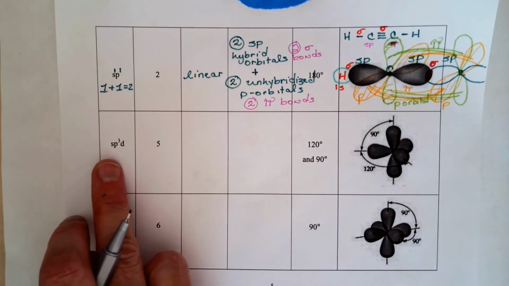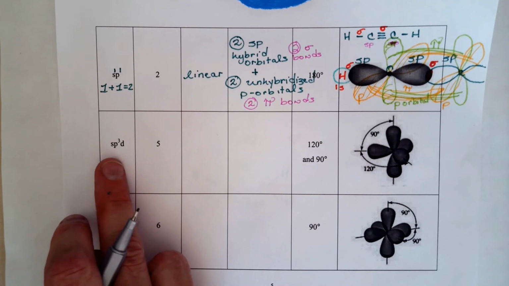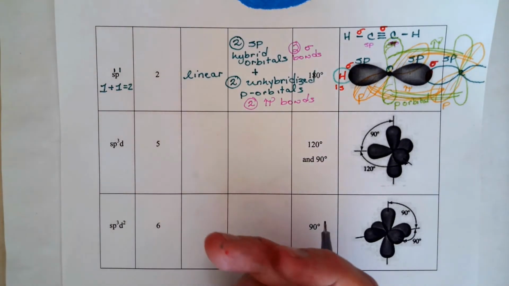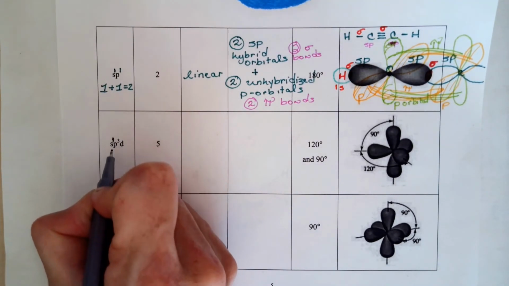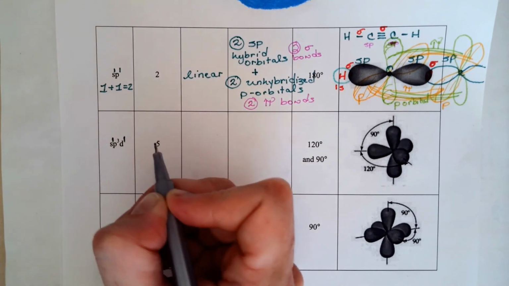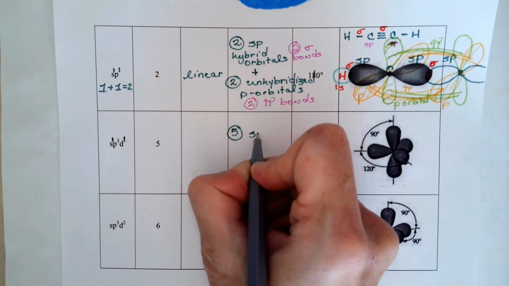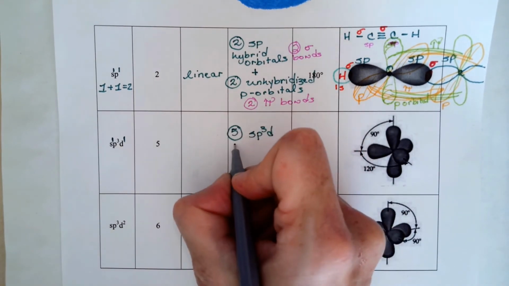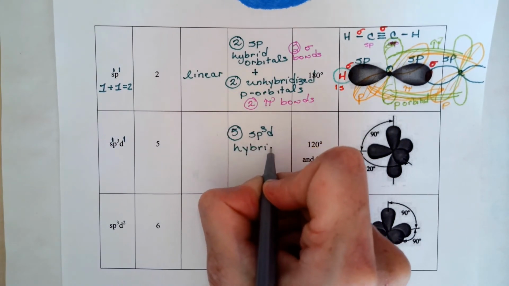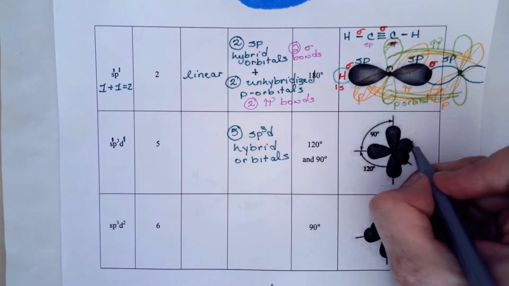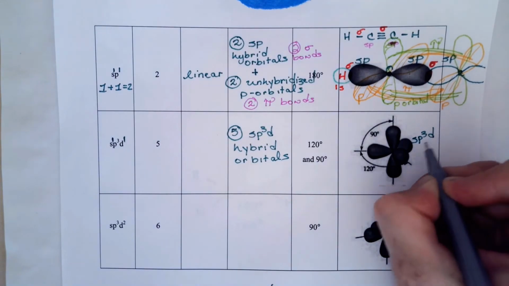So up to this point, we've seen combinations of s and p. We can also bring d into the mix, and that helps to explain expanded octets. How does a central atom accommodate more than 8 electrons? Well, if we hybridize 1 s, 3 p's, and 1 d, then we're looking at 5 sp3d hybrid orbitals. And each one of them individually, if you're labeling a picture, would be sp3d.